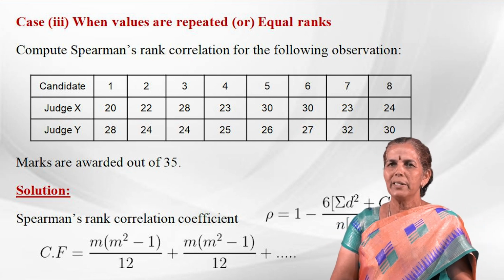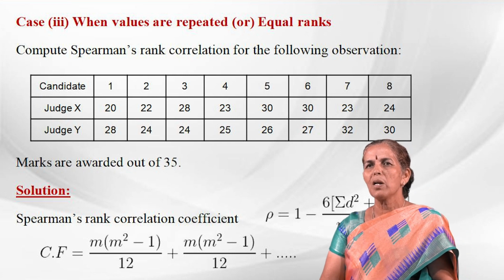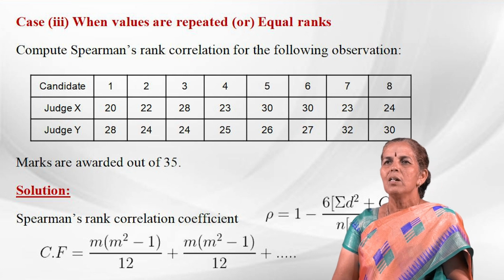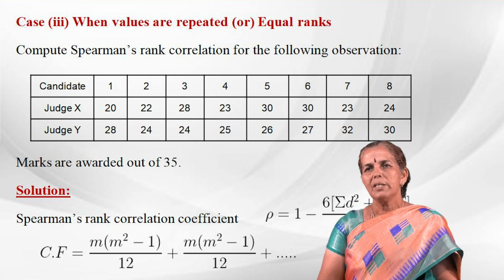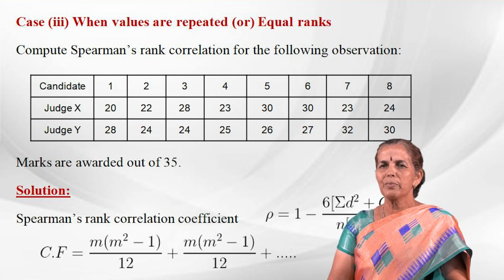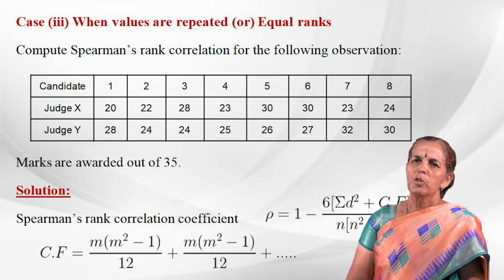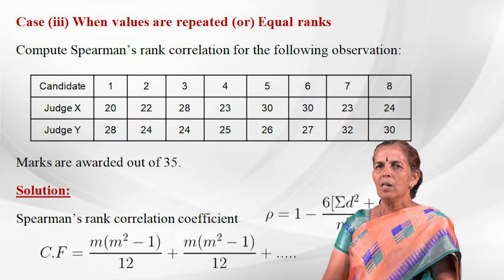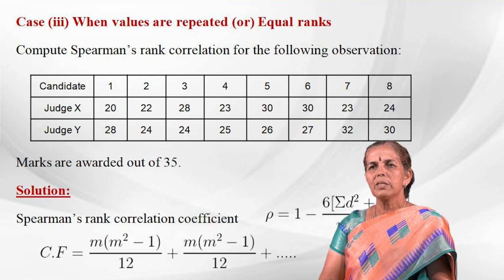We have 8 candidates. Judge X gave the marks 20, 22, 38, 23, 30, 30, 23, 24. Judge Y gave the marks for those students 28, 24, 24, 25, 26, 27, 32, 30. Marks are awarded out of 35.